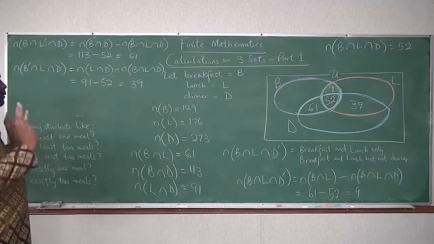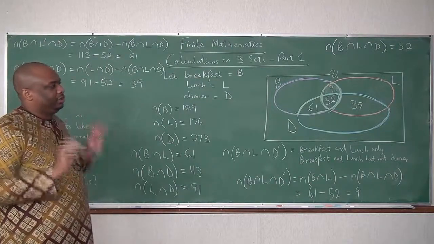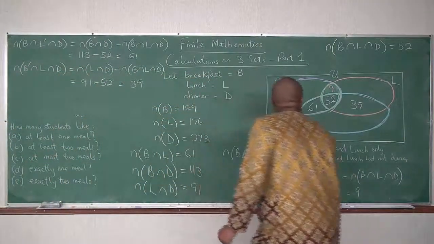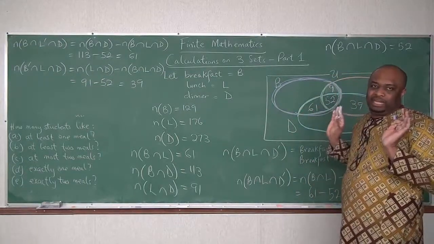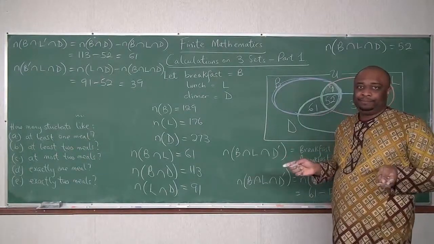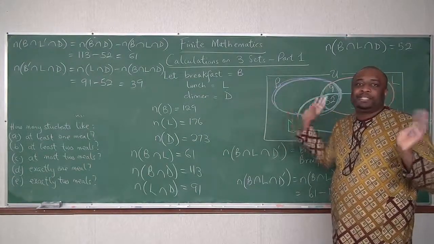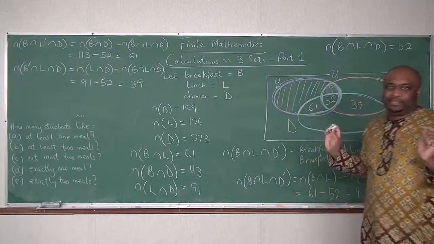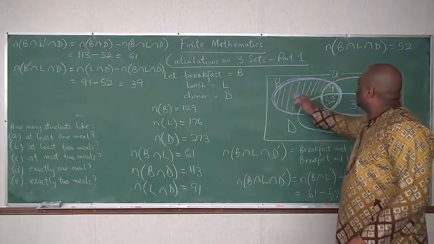Now, let's find breakfast only. Then we find lunch only, and then we find dinner only. Remember what we said. Everything here is breakfast. But if you want to find breakfast only, it means they only like breakfast. They don't like lunch, they don't like dinner. Remember, the question says like breakfast. They did not say like breakfast only. So breakfast only is just this shaded portion.